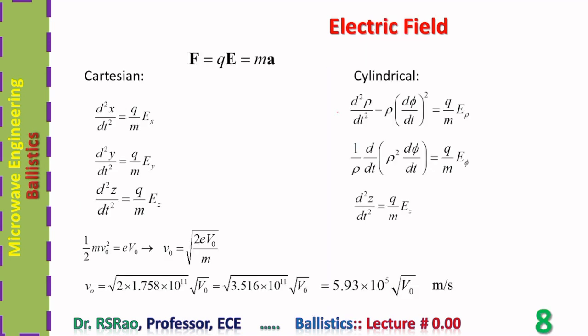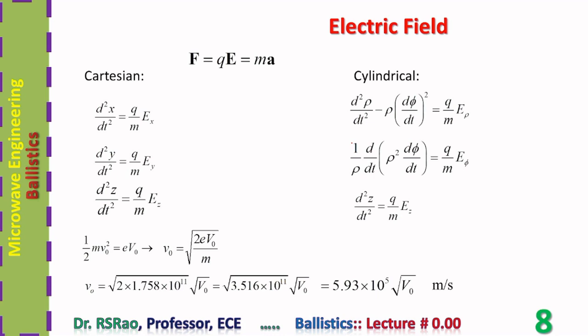Now we enter into electron ballistics. In microwave engineering, an important area of study is microwave tubes. Klystron amplifiers, traveling wave tube amplifiers, or microwave amplifiers, reflex klystron oscillators, magnetron oscillators, these are oscillators. They generate microwave signals. All these devices are studied under the category of microwave tubes.